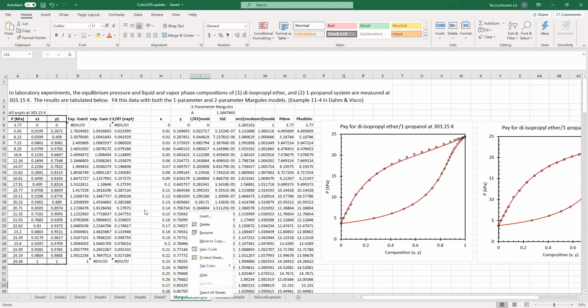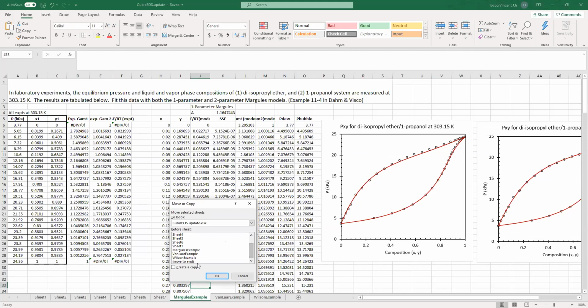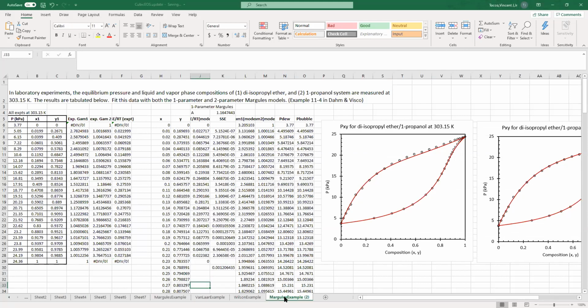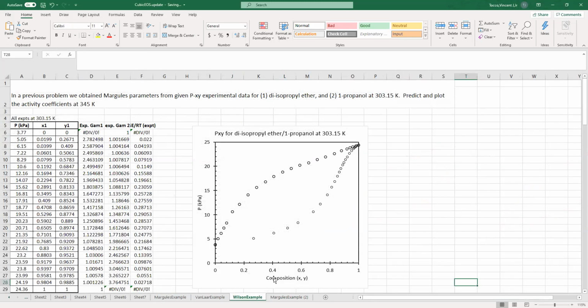So this is the previous problem, by the way. This may look familiar. Right-click and say move or copy, and you can copy that entire spreadsheet to, I always like to move it to the end, and this creates a copy that you can then edit while keeping the original sheet the same. So that's what I did for this tab, which is the Wilson example.